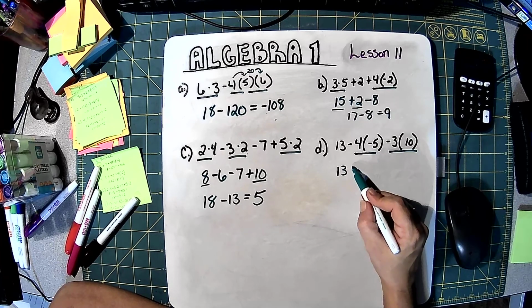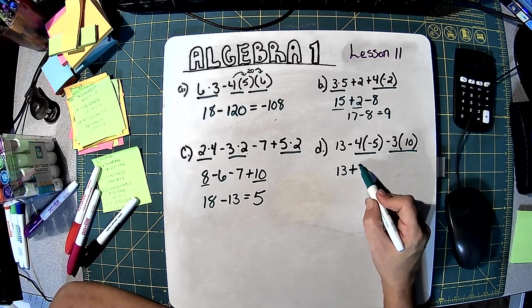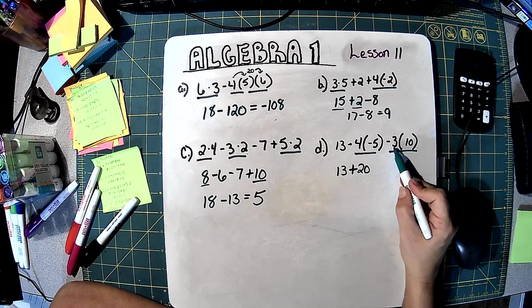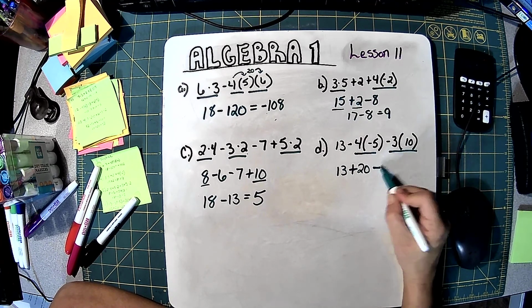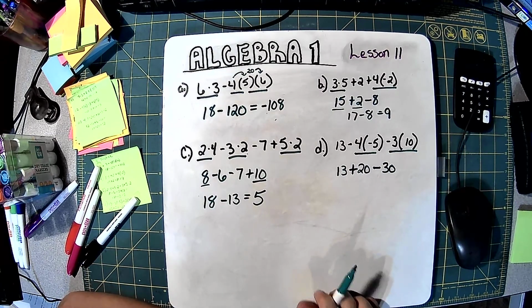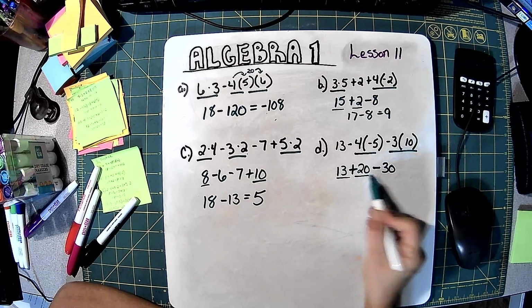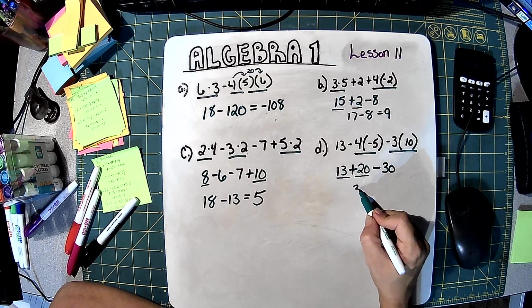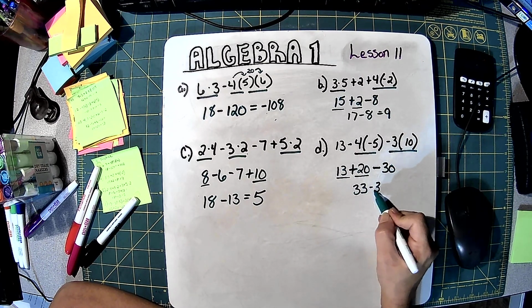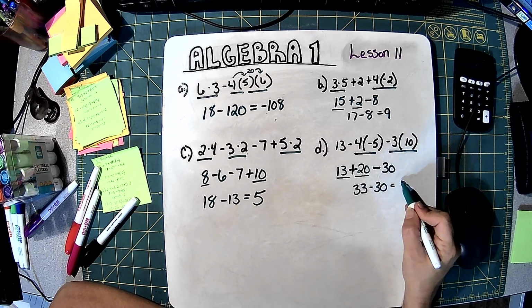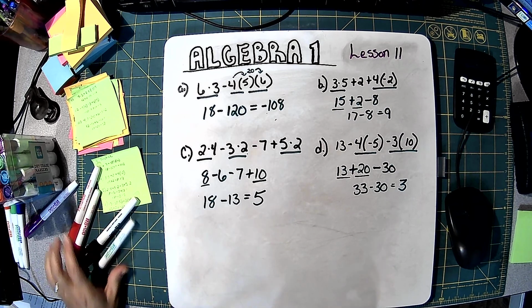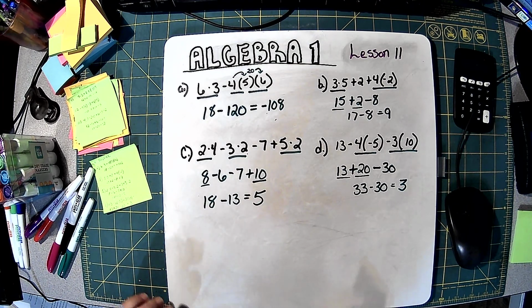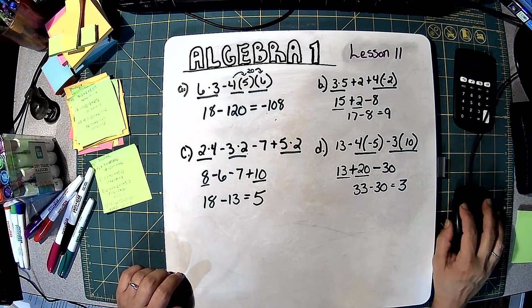Negative times a negative makes a positive. 4 times 5 is 20. Then I have 3 times 10, and this is a negative times a positive, so that's going to be negative 30. Okay, and then I'm going to put my negatives and my positives together. I have two positives, so that will be 33 minus 30. So the answer to that one is 3. Okay, that is the end of lesson 11.